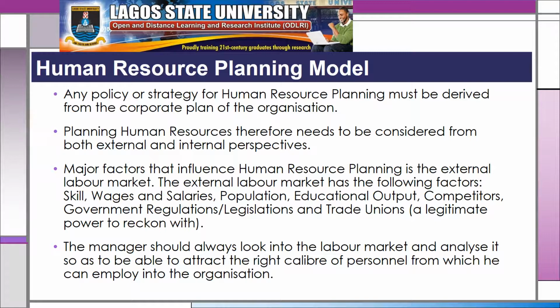Then again, what you need to consider is both the external and internal perspective. Where do we get these people from? Must it be from within or from the outside world before you come up with the paradigm? Then the factors that influence human resources planning, which are purely labor market, also need to be factored in. So we call them external labor market factors. These include skills, wages and salary, population, education output, competitors, government regulations or legislation, and trade unions. Then how legitimate to reckon with all this also needs to be factored in when developing the model.